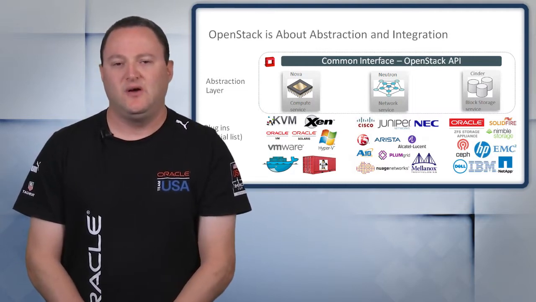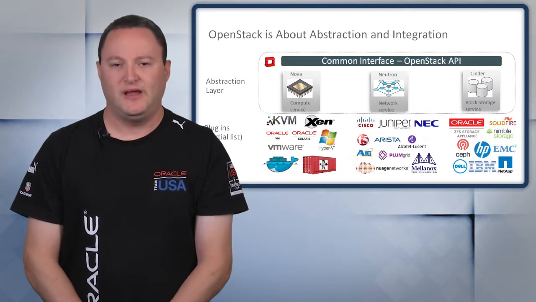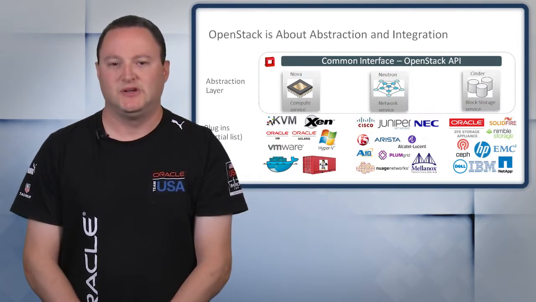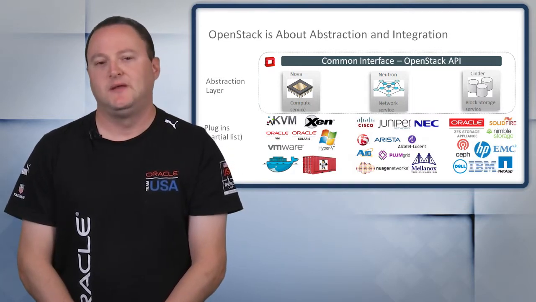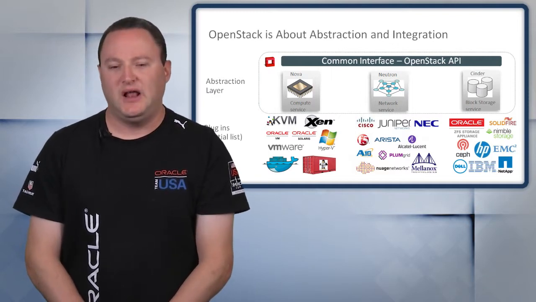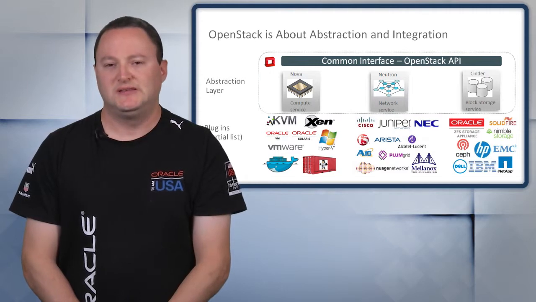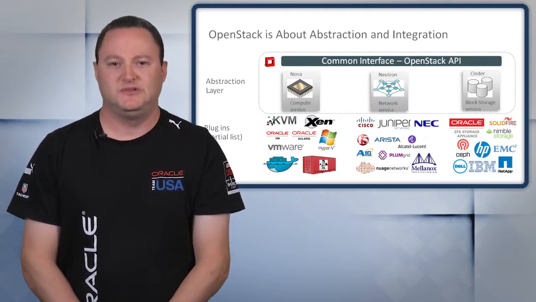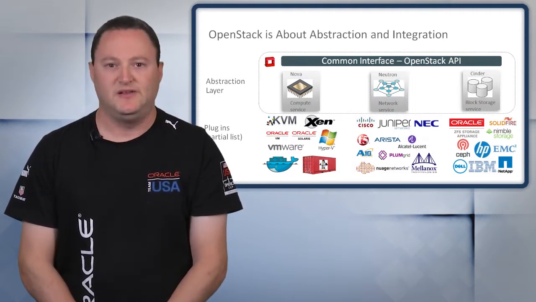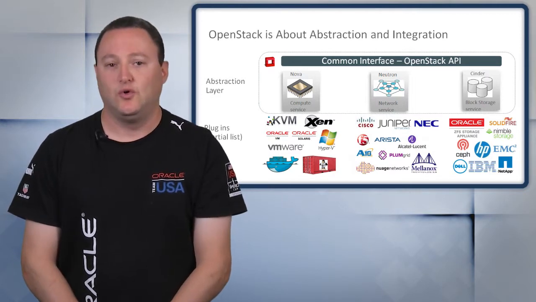And what makes it all easy to use is that OpenStack provides a level of abstraction, a common interface, an API. Regardless of the underlying technology for compute, network, or storage, users can simply use the same automation system and the same orchestration mechanism to control their OpenStack environment.